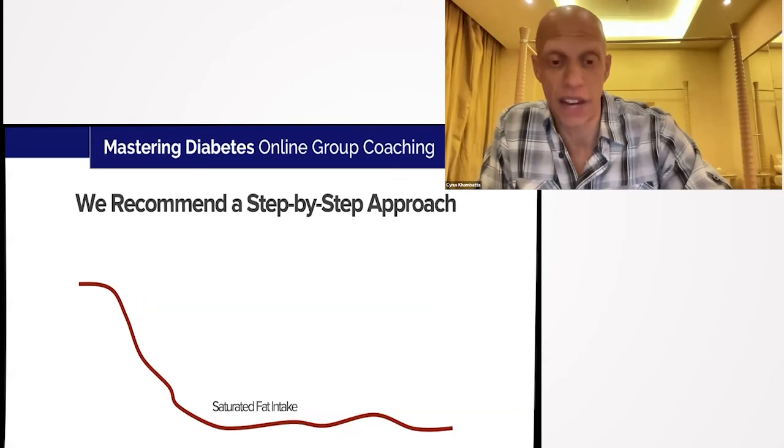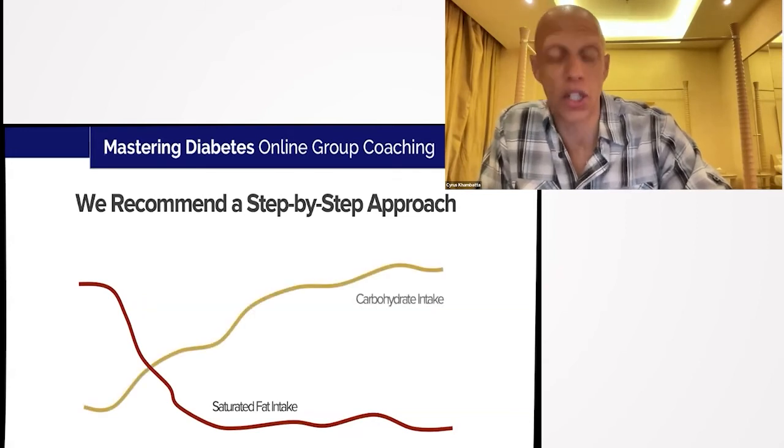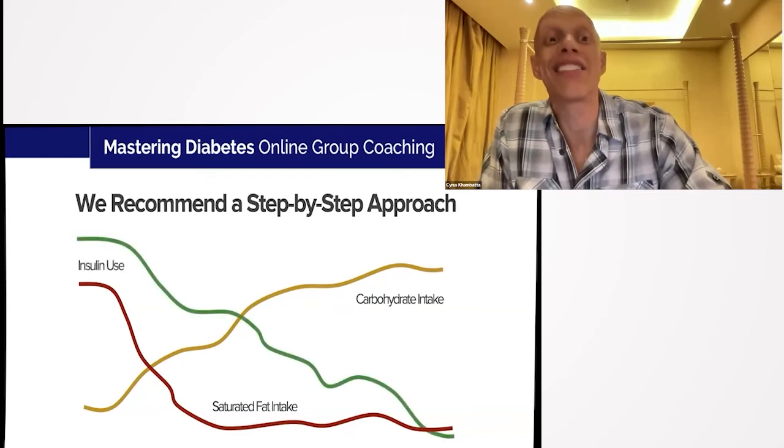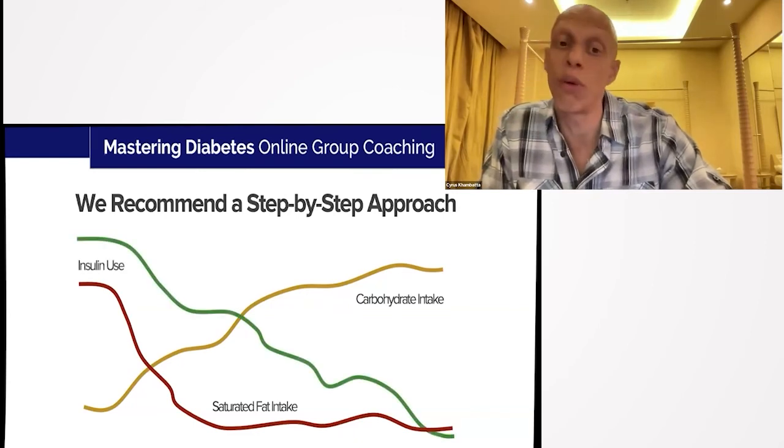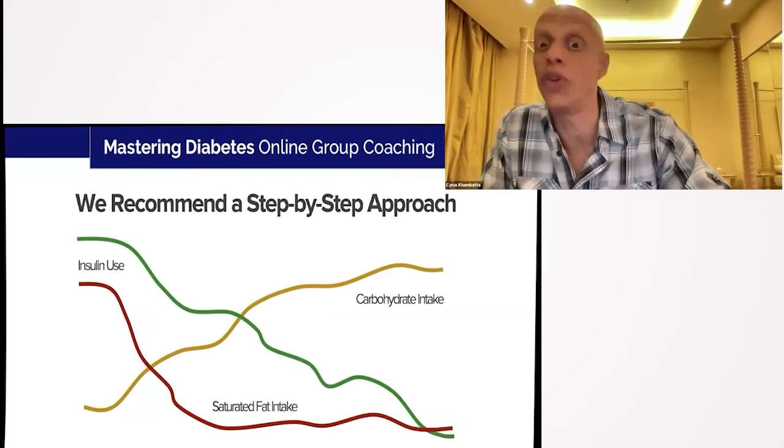So when you do this, your saturated fat intake goes from high to low. Your carbohydrate intake goes from low to high over the course of time. Your insulin use, whether you inject it from the outside world or whether it's manufactured by your pancreas, starts high, goes low, and that's a really good thing for you. Okay. When you can bring your insulin use way down and your carbohydrate intake up, that right there is the definition of insulin sensitivity. Okay.